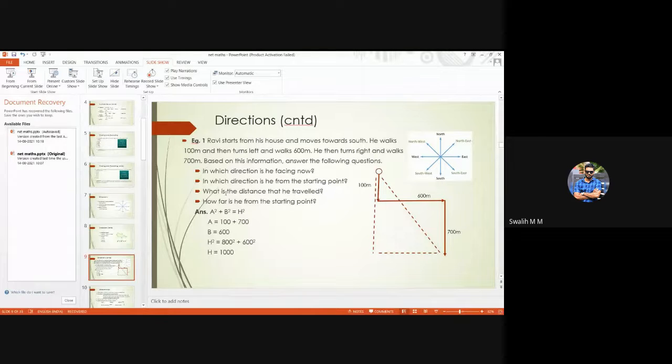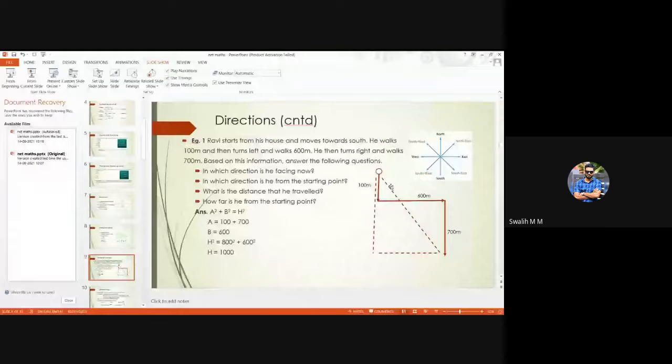And what is the distance that he traveled? There are two questions: how far is he from the starting point, and what is the distance that he traveled? The distance he traveled means you have to add up the whole path. That is 100 plus 600 plus 700, that is 1400. Now, how far is he from the starting point? That is a different thing. This is the starting point, and you have to take this distance. This is what you need to know.